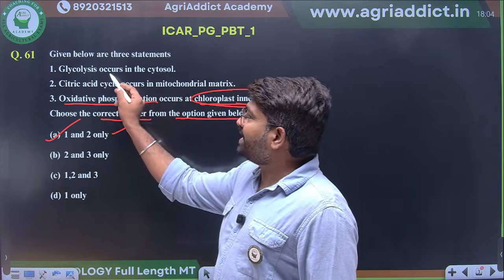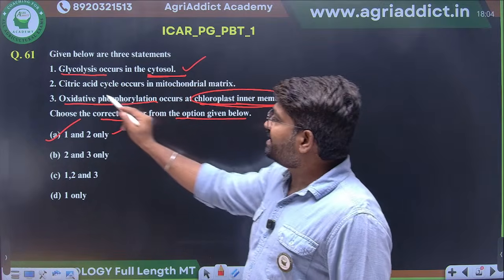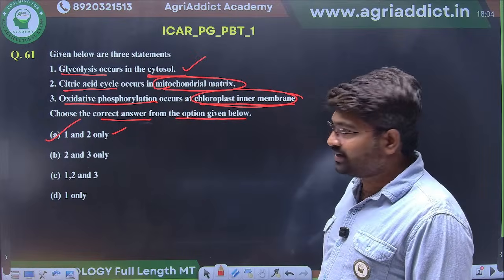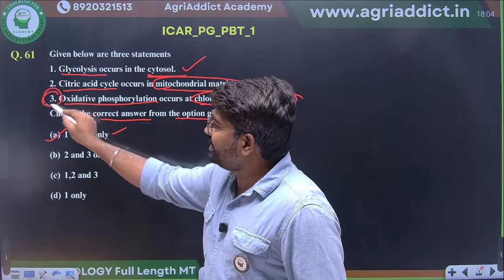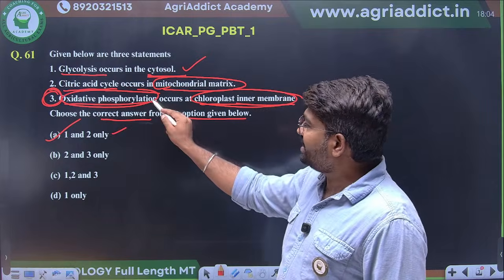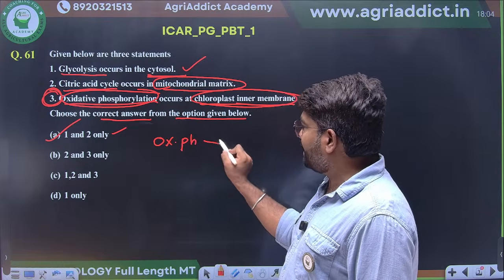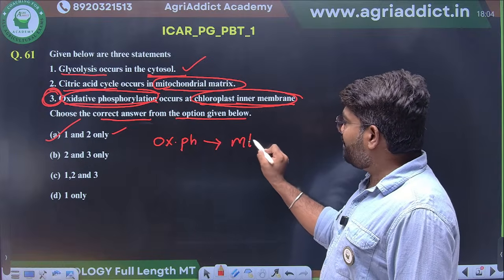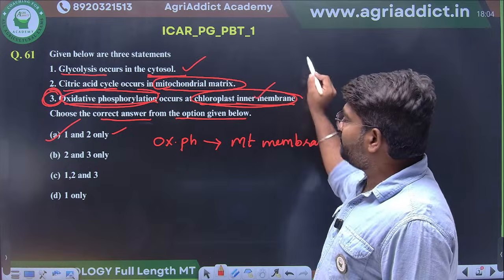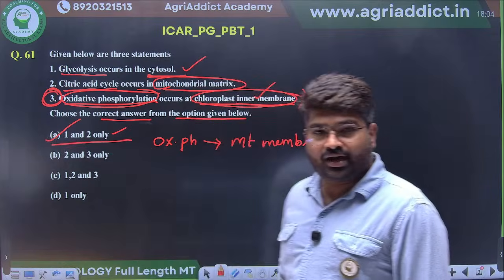Why? As we know, glycolysis will always occur in cytosol. This is a correct option. Citric acid cycle will always occur in mitochondrial matrix. This is also correct. See this option properly. They have given oxidative phosphorylation. Where will it occur? Oxidative phosphorylation occurs in the mitochondrial membrane, not in the chloroplast membrane. So this statement is wrong. So the correct answer is option A, 1 and 2 only.